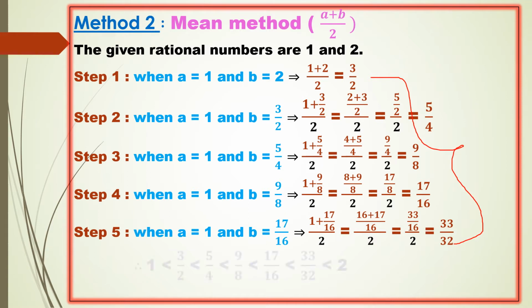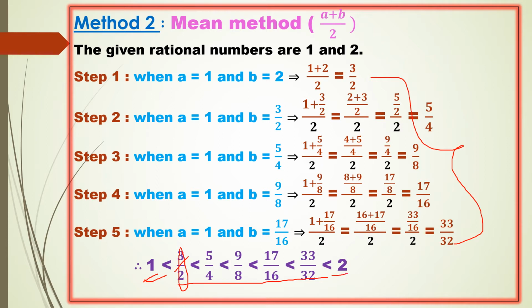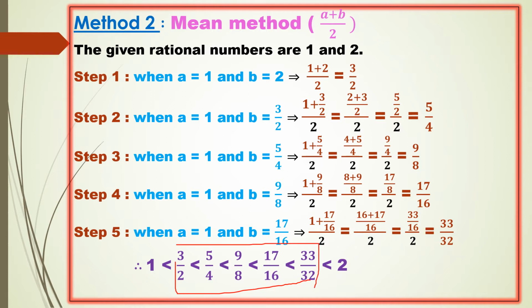So I can write like this, 1 is less than 3 by 2 because this is a big number compared to this 1. Like that it repeats. So all these numbers are less than 2 because he asked for 5 rational numbers between 1 and 2, meaning these 5 rational numbers will be greater than 1 and they are less than 2.